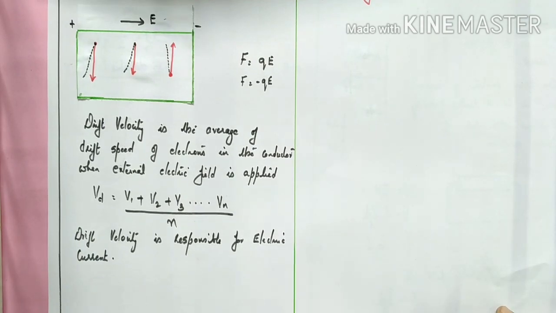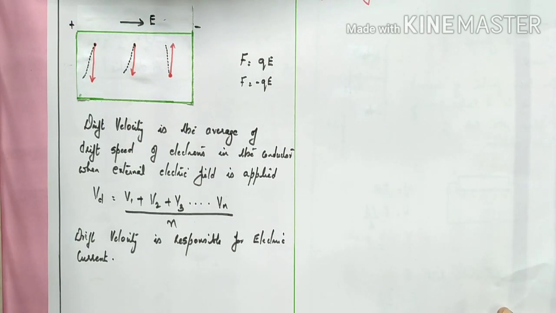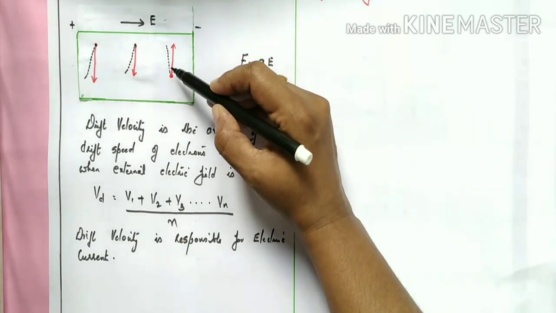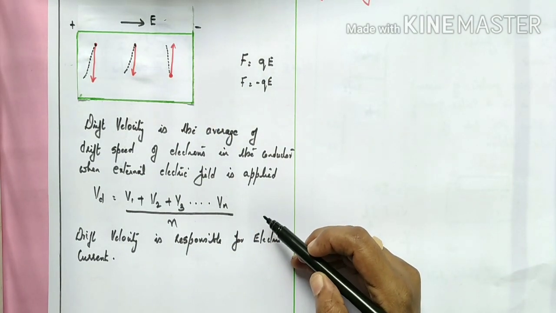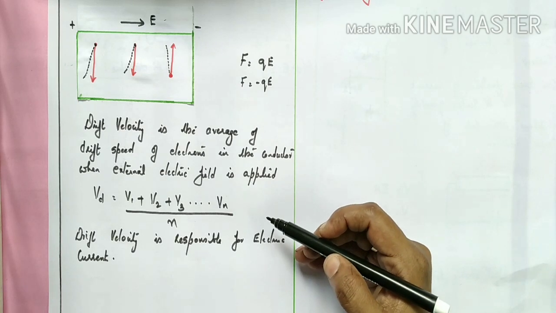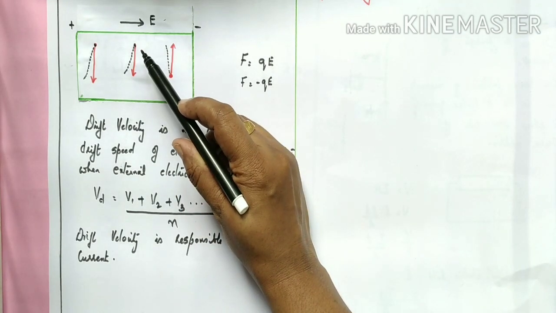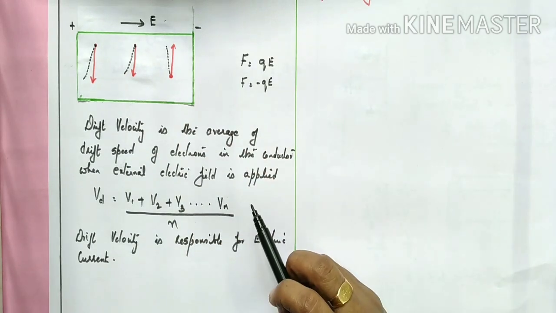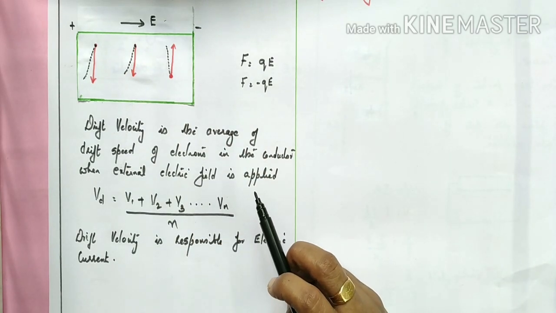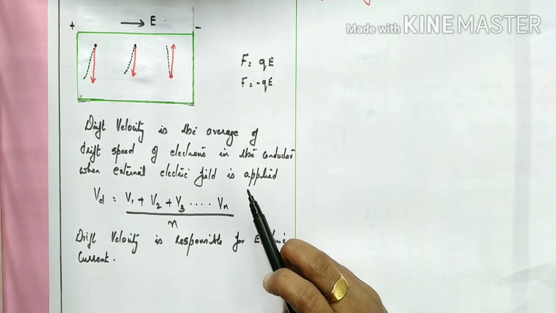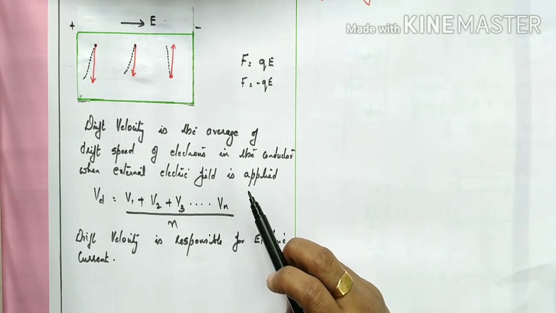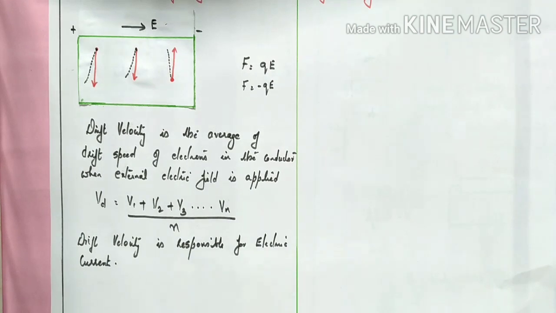Now an important question may be asked: without an external electric field, what is the path of the electron? Without an external electric field, the path of the electron, due to thermal velocity, will be a straight line. In the presence of an external electric field, what is the path of the electron due to the drift? The path of the electron is a parabolic or curved path. So that's an important question. In the absence of an external electric field the path is a straight line, and in the presence of an external electric field the path is parabolic or curved.